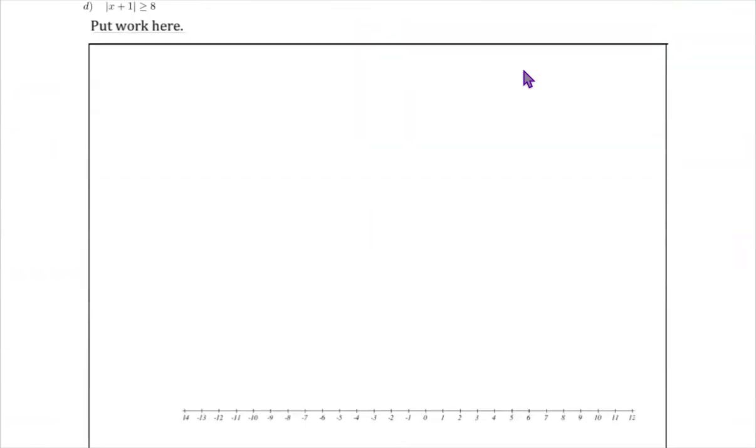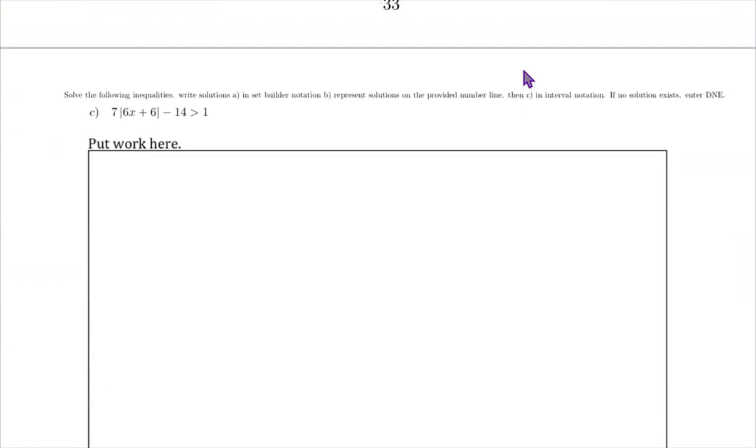And our next example here is 7 absolute value of 6x plus 6 minus 14 greater than 1. Let me add 14 on both sides. That's 7 absolute value of 6x plus 6 greater than 15. Divide by 7. Absolute value of 6x plus 6 is greater than 15 over 7.